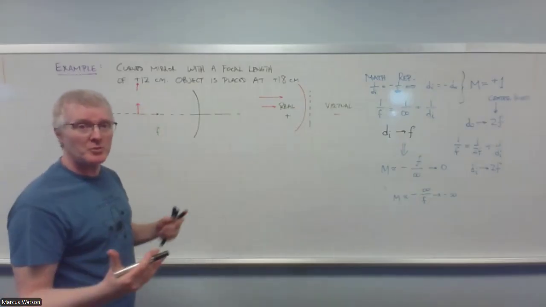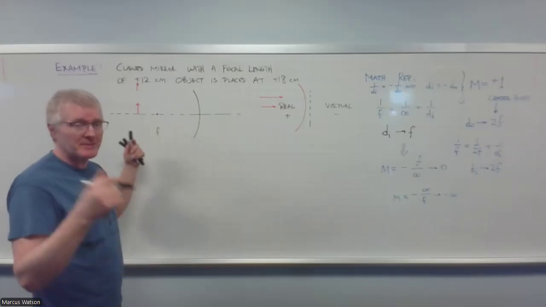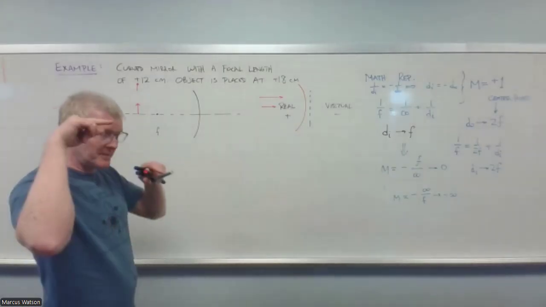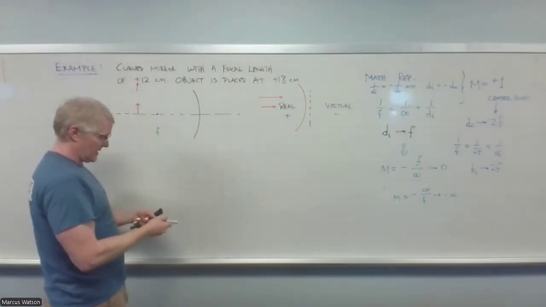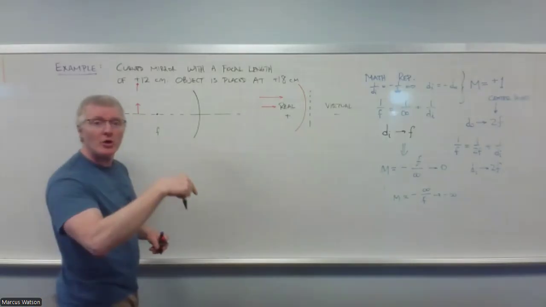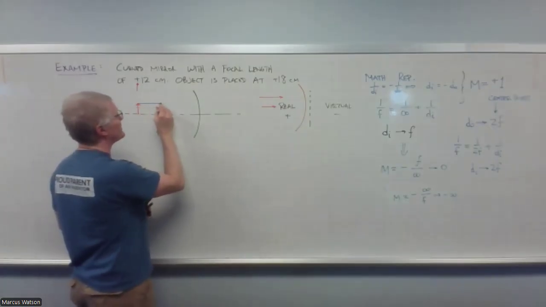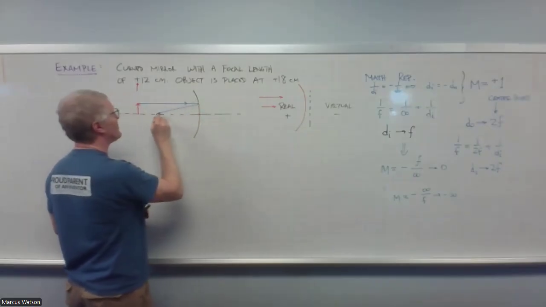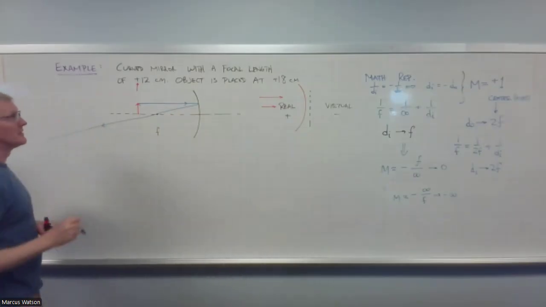I'm going to get a real image when the object is outside the focal point. That means light's going to cross. If light's crossing from a converging mirror, that means it's underneath the axis. So I should be expecting something here that is a flipped over real image. Let's check out ray 1. Ray 1 comes in like so, leaves via the focal point like so.